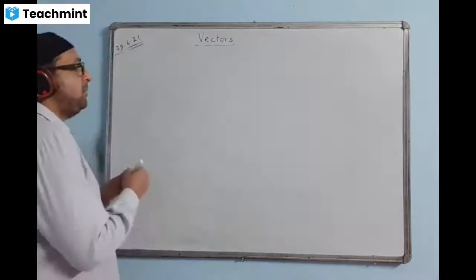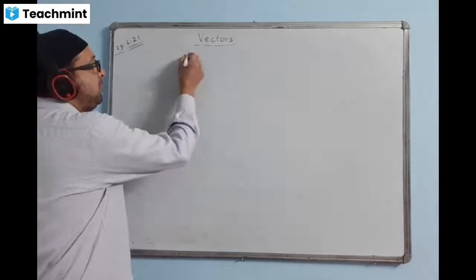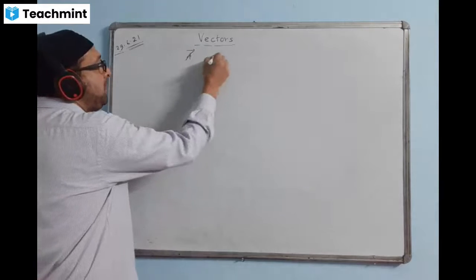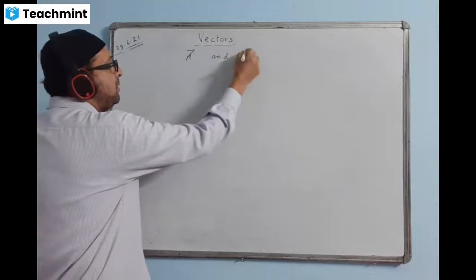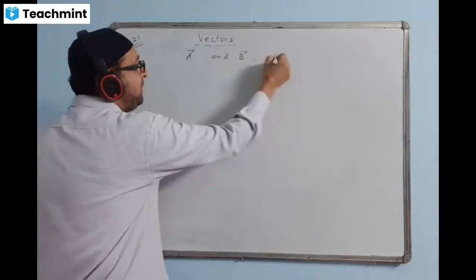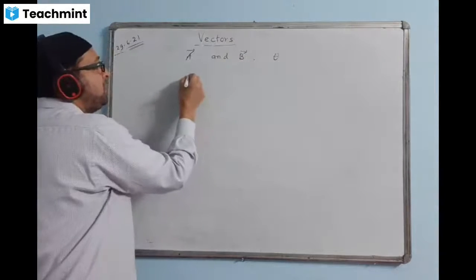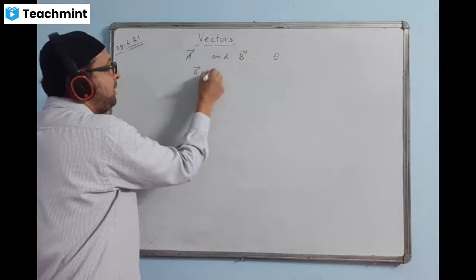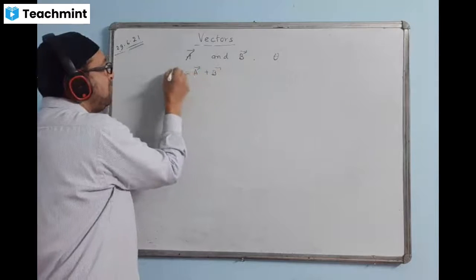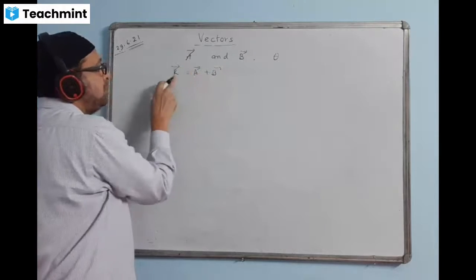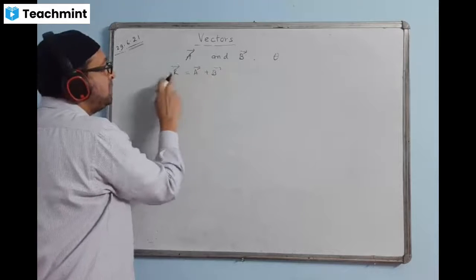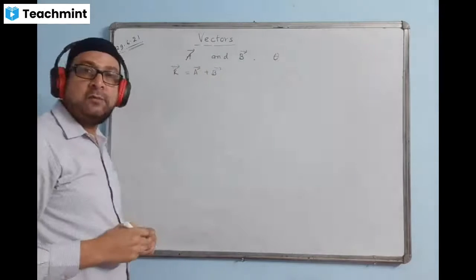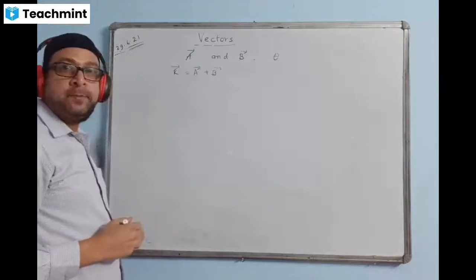and we had two vectors, A and B. If you remember, A and B were two vectors. Angle between them was theta. What is the formula of this one? A plus B is equal to R. That means the resultant of these two vectors is R. Addition of two vectors is R vector.